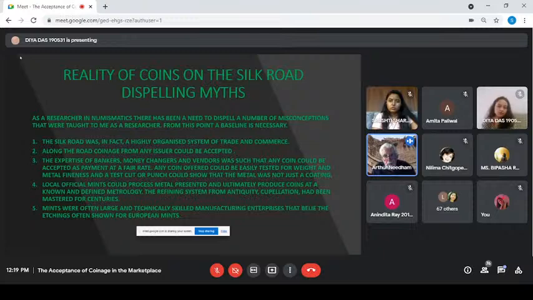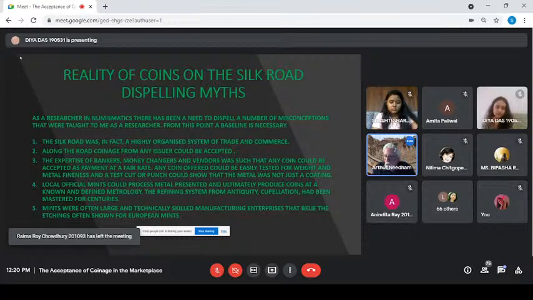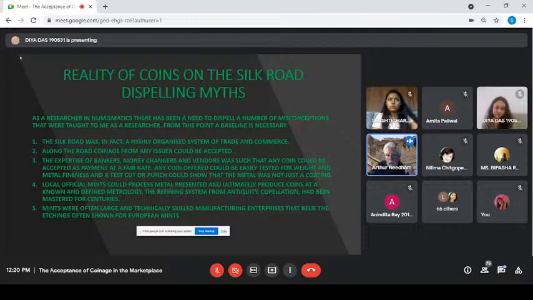The Silk Road was, in fact, a highly organized system of trade and commerce. So if you started in modern Shanghai or that area and went right across to as far as the Silk Road stretched, everything was highly organized. Along the road, coinage from any issuer could be accepted.